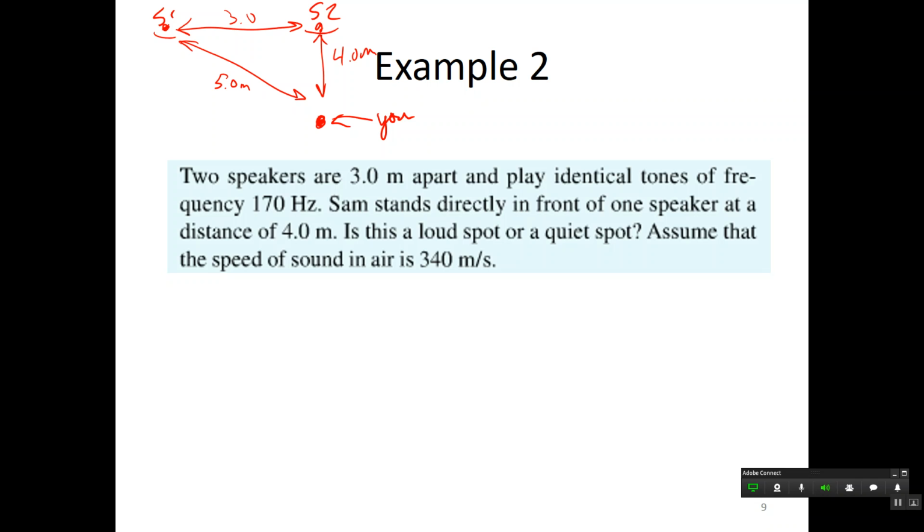So this is strange because now the path length difference is very straightforward, but you might not think of it as straightforward because they're coming at you at different angles. This one's going to send you a wave like this, and this one's going to send you a wave like this. Can you use the same path length difference formula? Yes, you can. It's the exact same thing. It's not a vector, so you don't need to know which direction it's coming from. So your delta d is going to be 5.0 meters minus 4.0 meters.